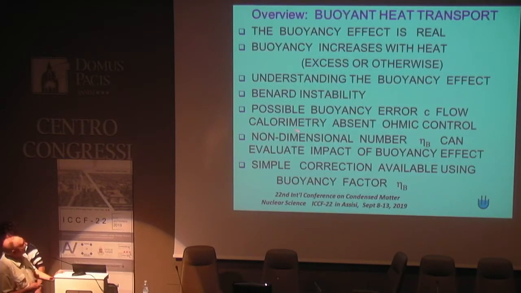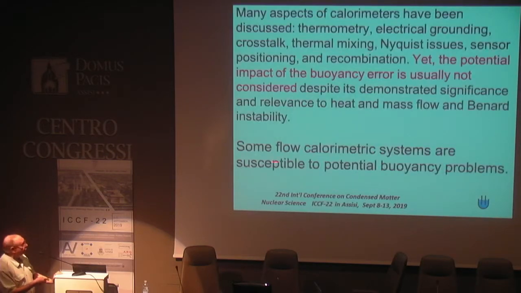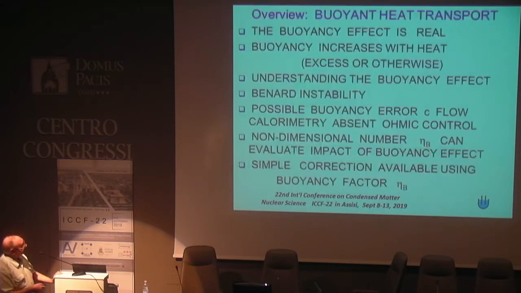I'm going to explain how to understand the buoyancy effect. We'll derive the Navier-Stokes equation by inspection, and then we'll show you that there is a non-dimensional number, A to buoyancy, A to B, which is the ratio of the heat transported by buoyancy instability over the total flow transport, and a simple correction would correct the indicated values to a semi-quantitative amount of excess heat.